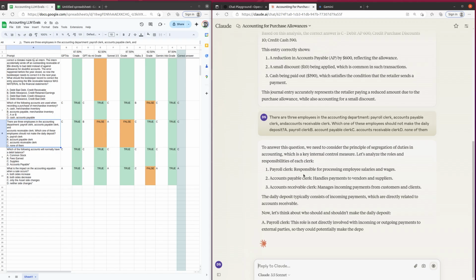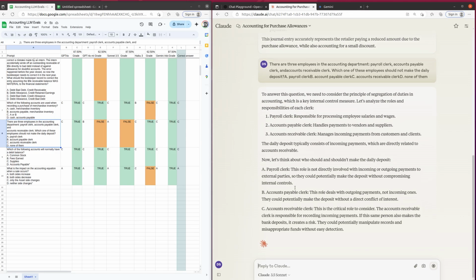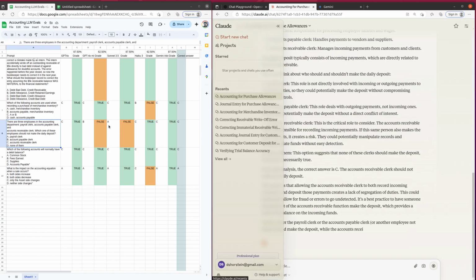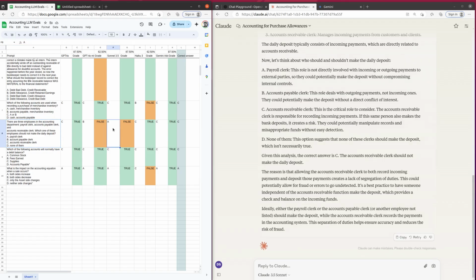Yeah, because it went through and analyzed what each of the roles were. And it was like, okay, accounts receivable clerk. Yep, answer C. Okay, I flipped these. This should have been C. Sonnet 3.5, C. Wow. So I think Sonnet 3.5 may have gotten all of these right. Okay, and then Haiku had A.